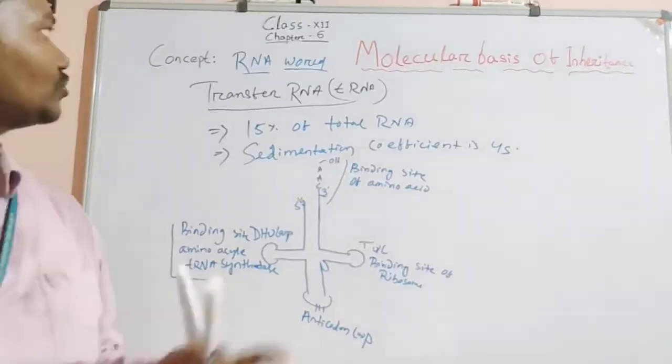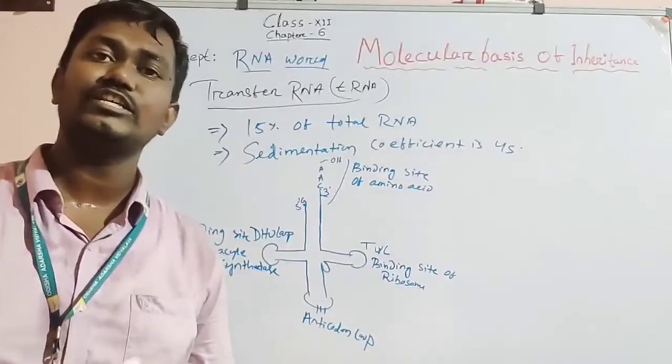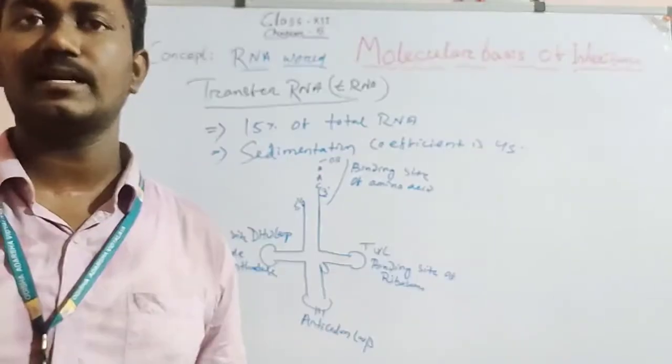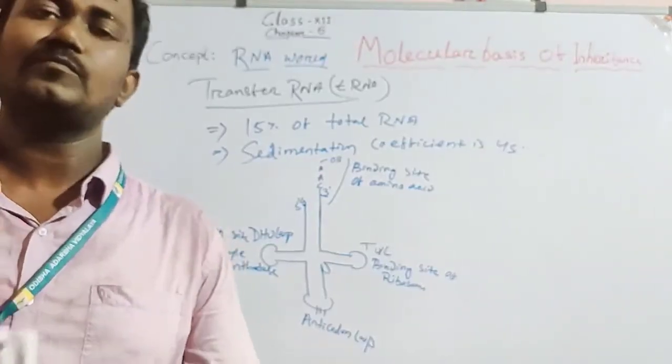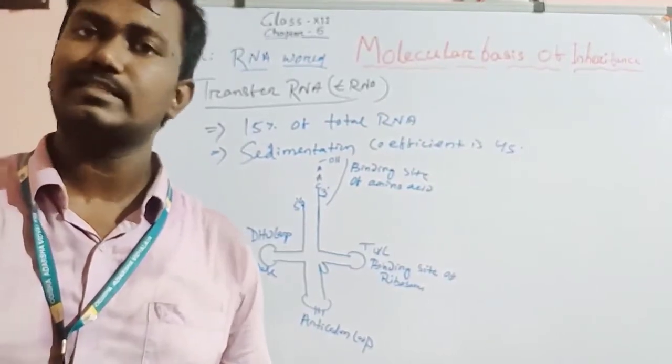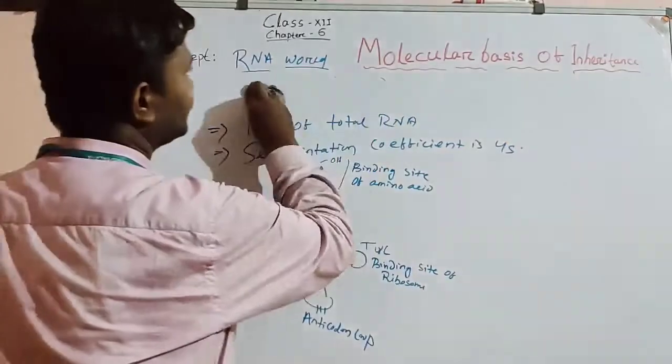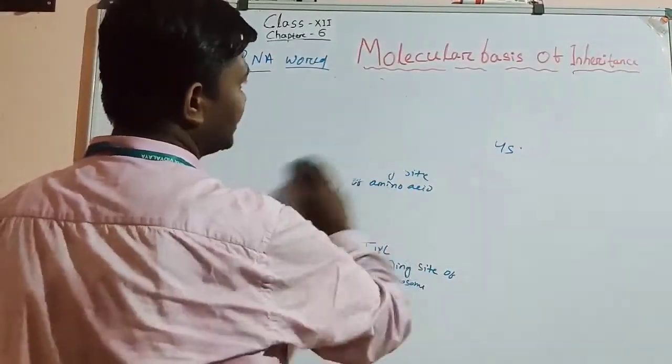And the main function of tRNA is that it is the adapter molecule which transfers the amino acid from the cytoplasm to the protein synthesis complex. Then come to the mRNA, messenger RNA.